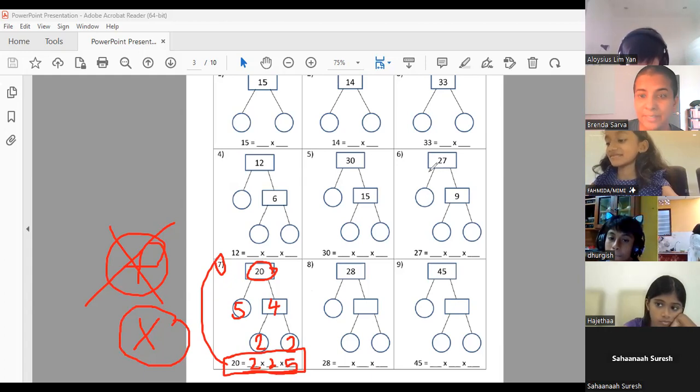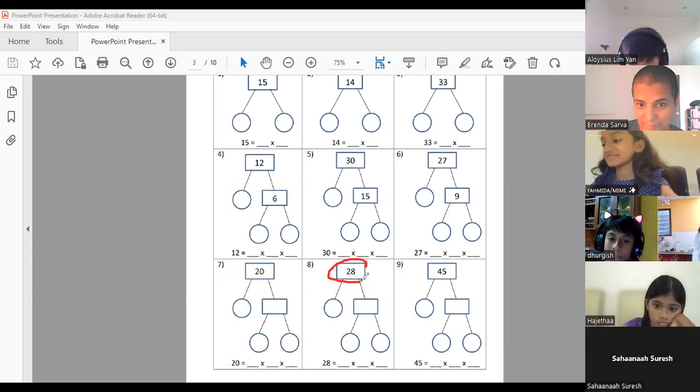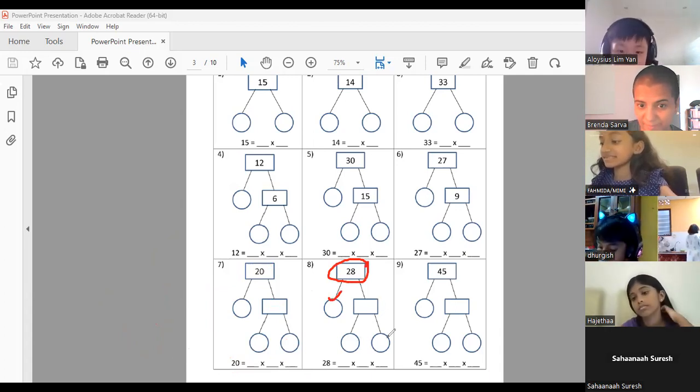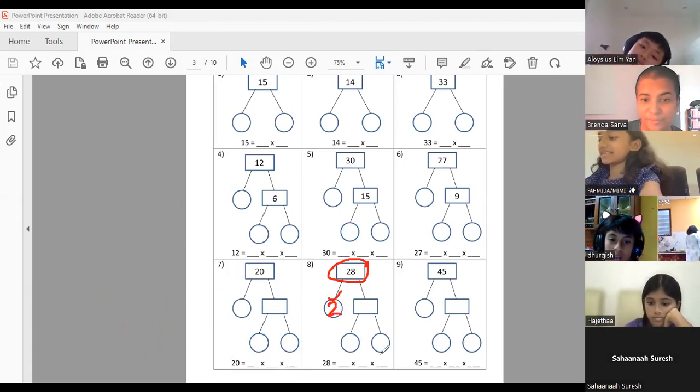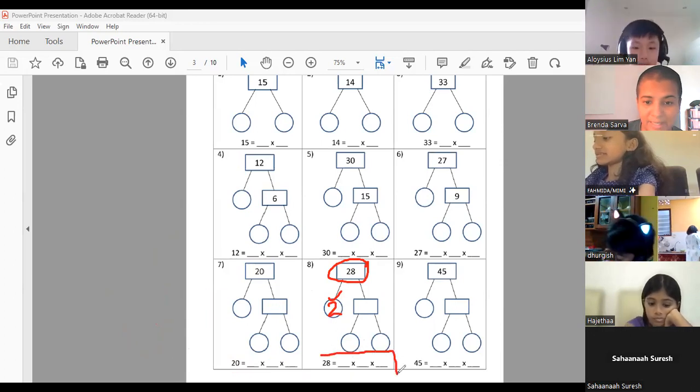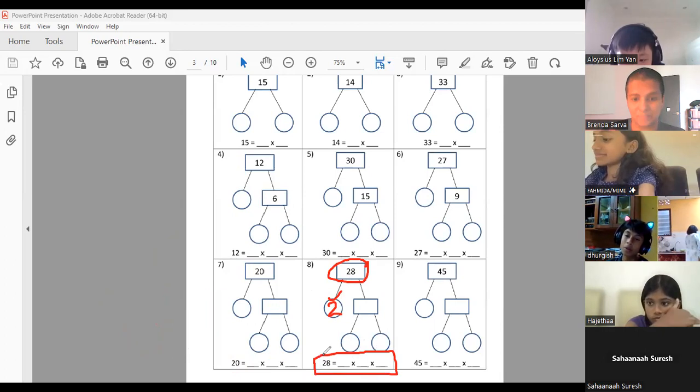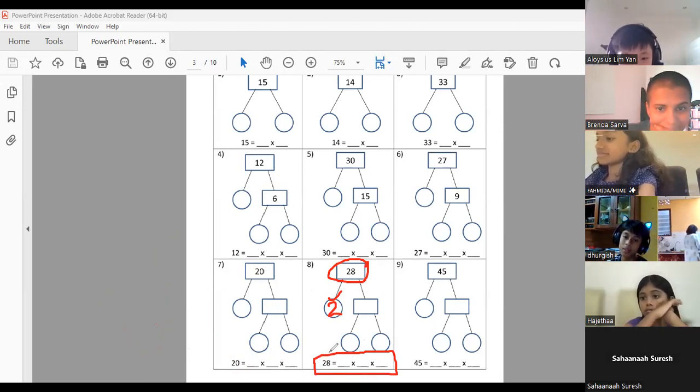So let's try number 8. All of you do it. 1 is already a prime, and the other one can be broken further. Okay, I'll give you a clue only for here. So the rest you fill up and tell me the answer. 28 is what times what times what? Do you understand? Put it in chat.